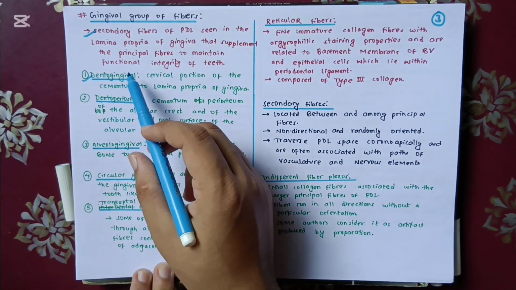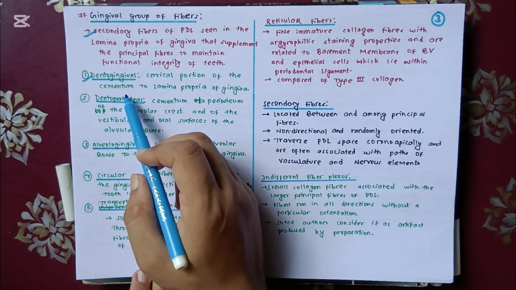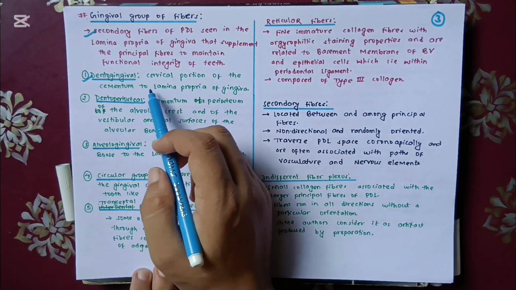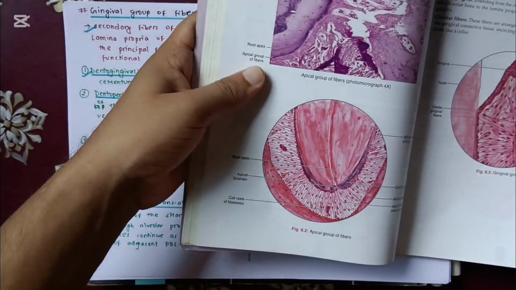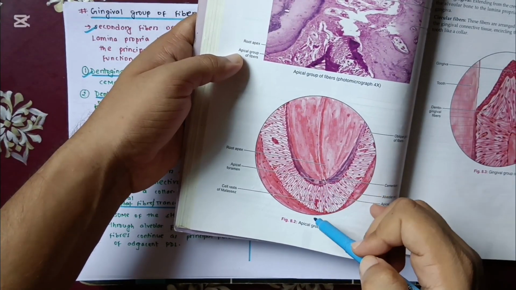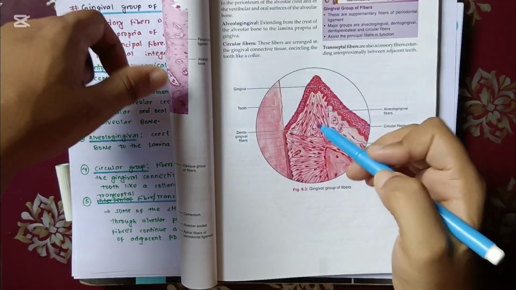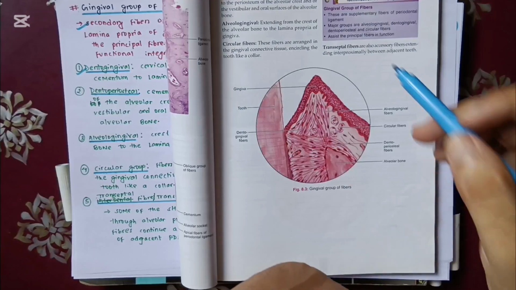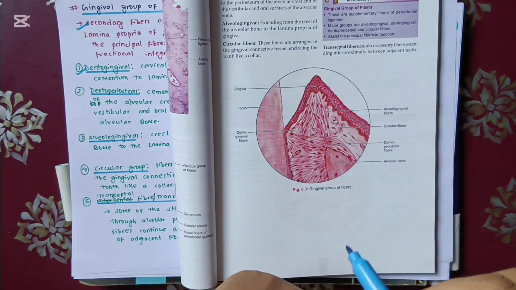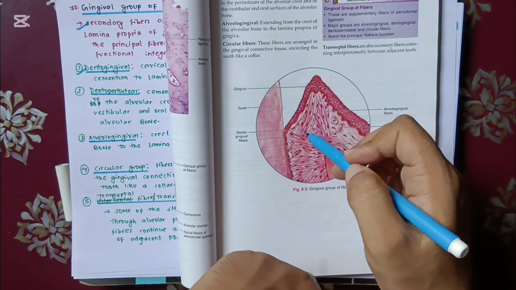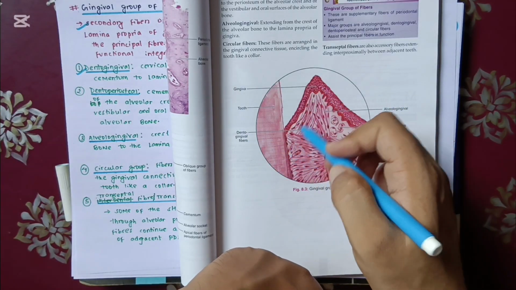Dentogingival group of fiber means they extend from the cervical portion of the cementum to the lamina propria of the gingiva. I will show you the picture, then you will be more clear. I have also found the apical group here, which means from the apex to the alveolar bone. As we are discussing the dentogingival fiber, dento means teeth and gingival means gingiva. So this fiber connects the tooth to the gingiva.